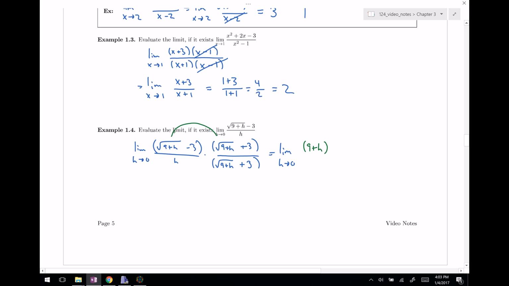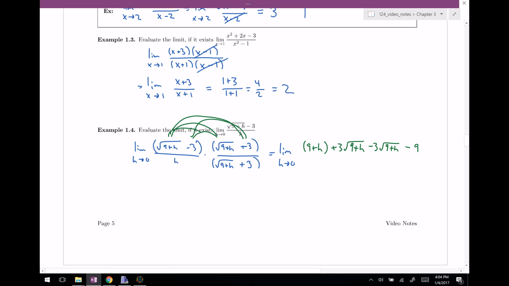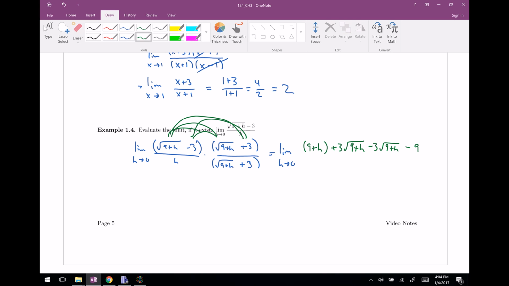How about, let's do outers next. It's going to be plus 3 root 9 plus h, because that's 3 times my square root of 9 plus h. And then let's do my inners. That's going to be negative 3 times the square root of 9 plus h. And then my lasts. Negative 3 times 3, so that's going to be negative 9. All right, so that's all the FOILing out.